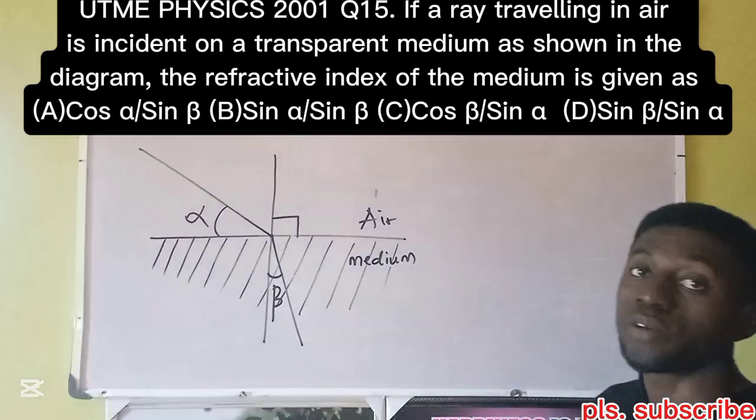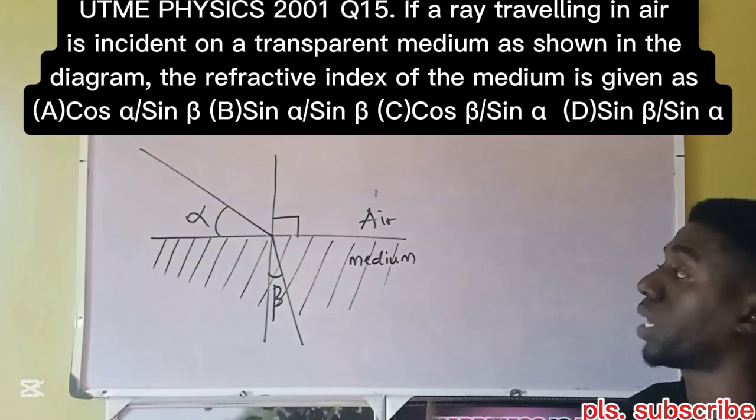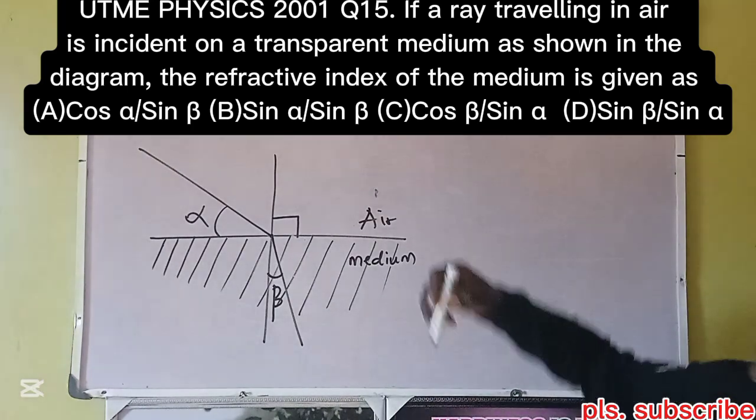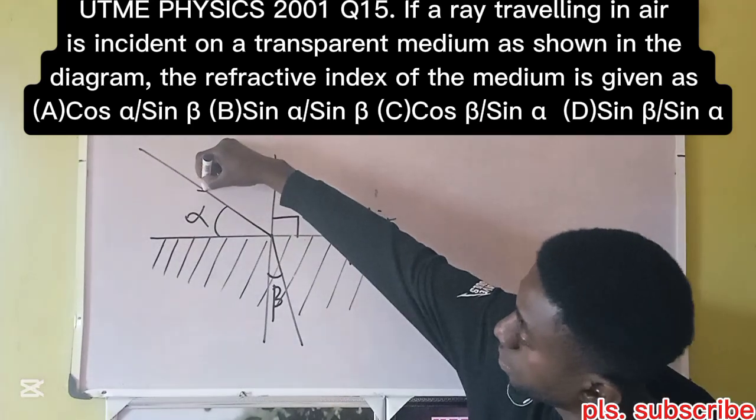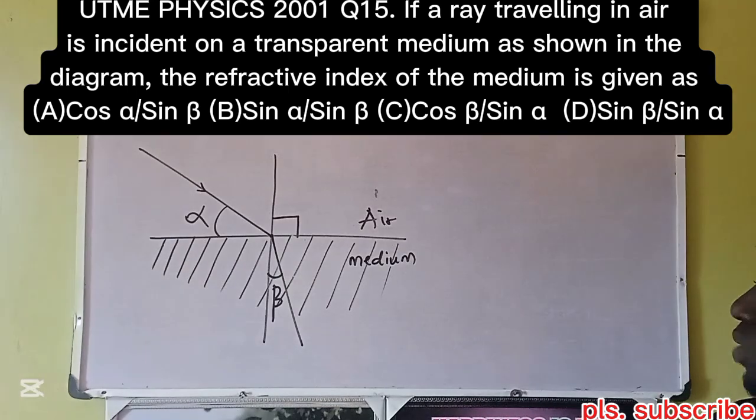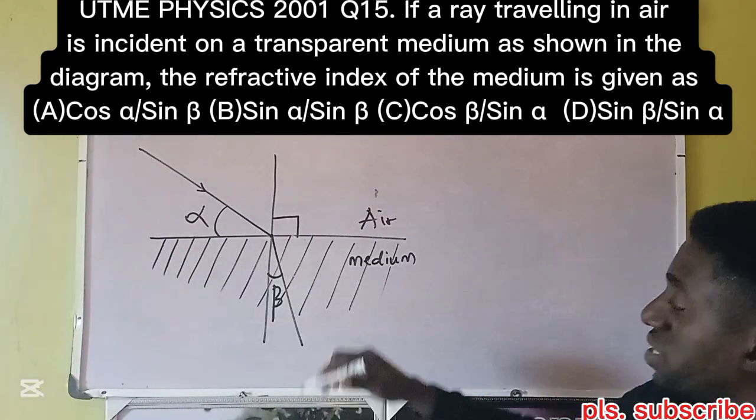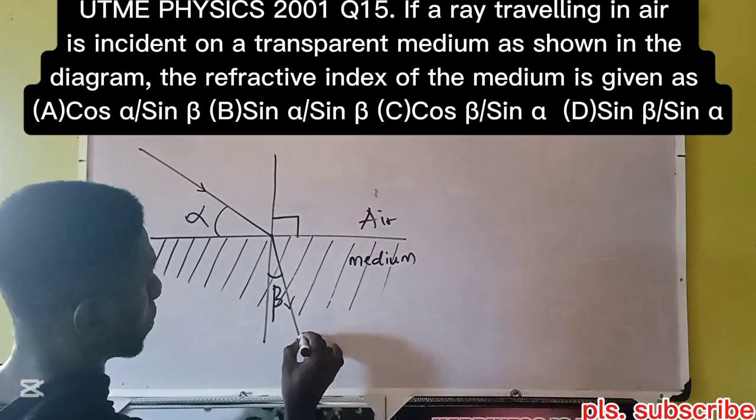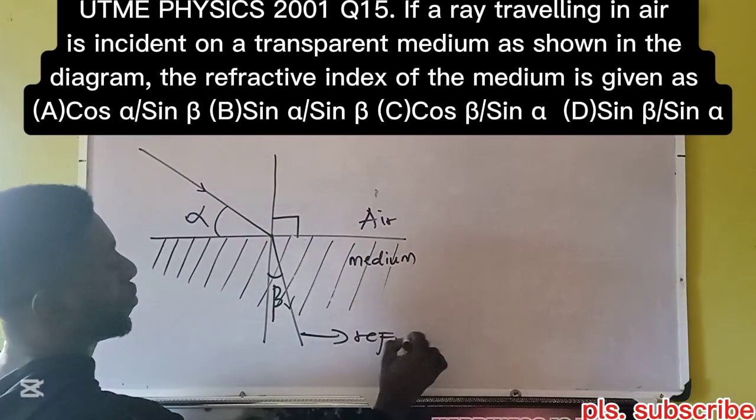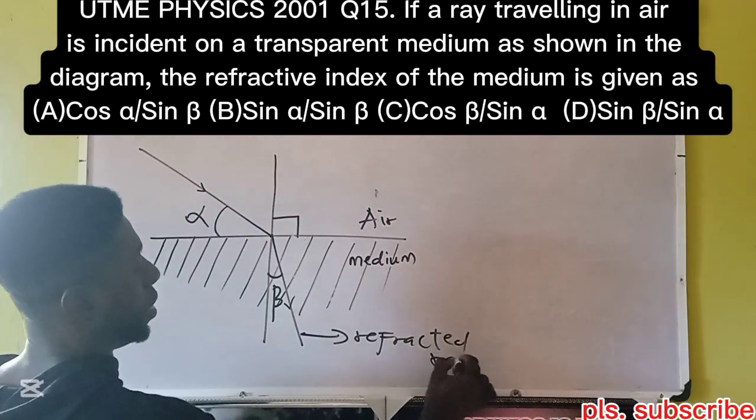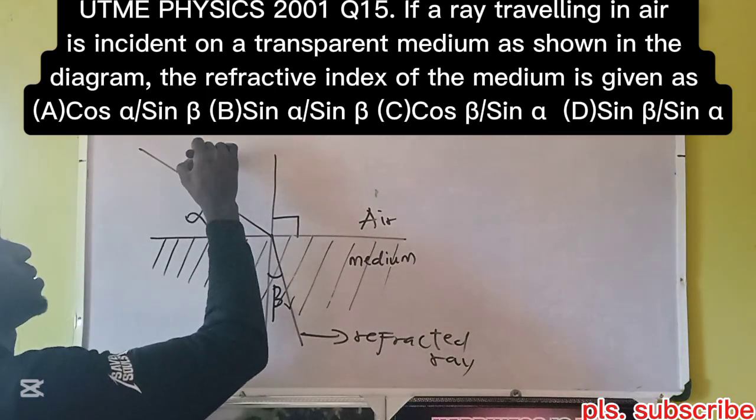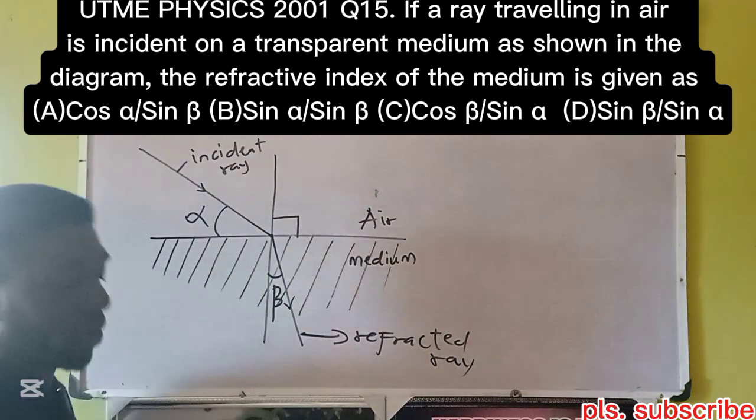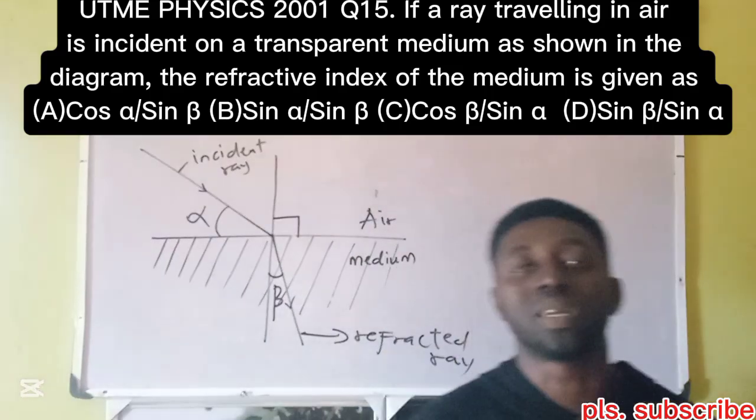Okay, let's have careful observation of the diagram. Look at the diagram. You can see a light ray coming. That's the incident ray. You can see it bending. This is the refracted ray. Okay? And this is the incident ray. So the question is under refraction.